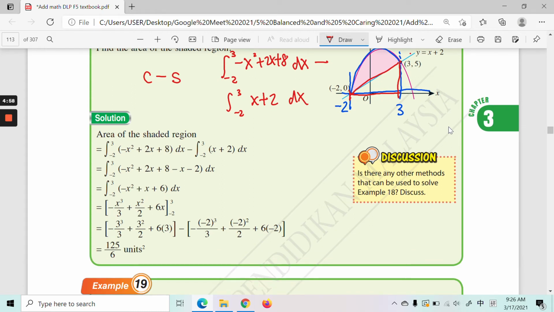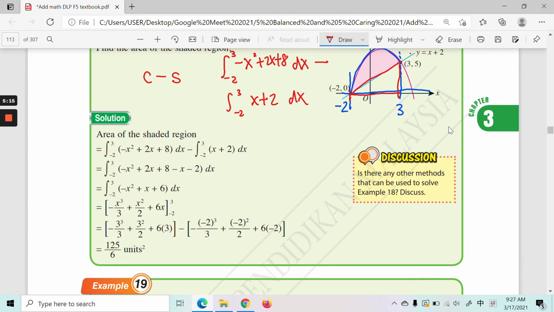If you use integration, how are you going to do it? These two you can integrate straight away, or you combine like this first. Because the value from A to B is the same, you can combine. If these two values are different, then you cannot combine. Because this one is the same, we combine. It will be easier for you later on.